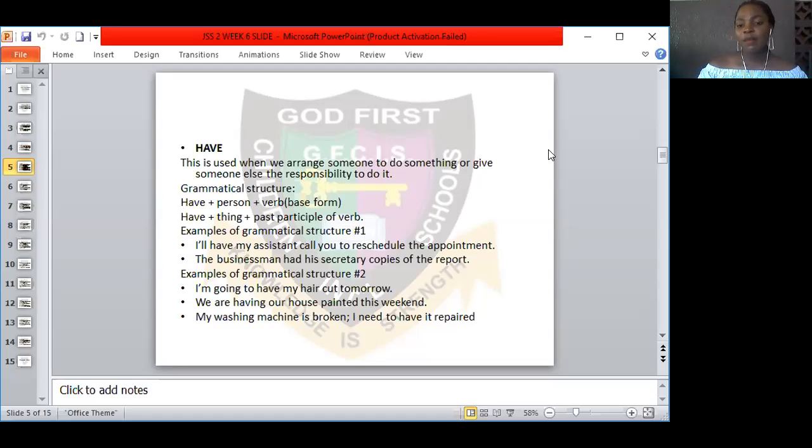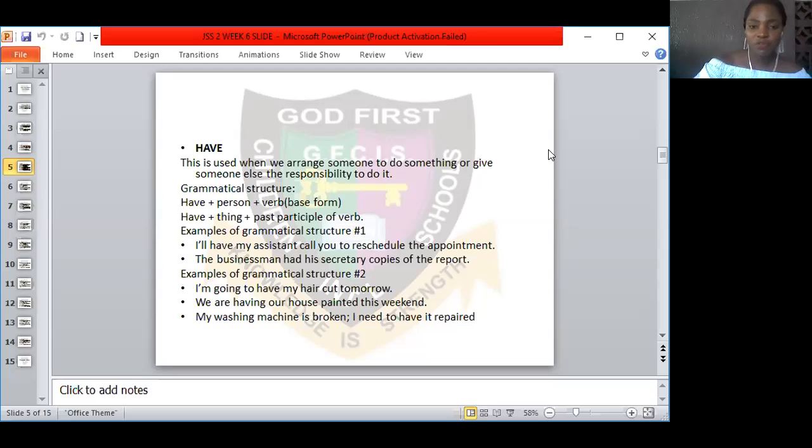Examples of the second grammatical structure of the causative verb have: I'm going to have my hair cut tomorrow. We are having our house painted this weekend. My washing machine is broken. I have to repair it.